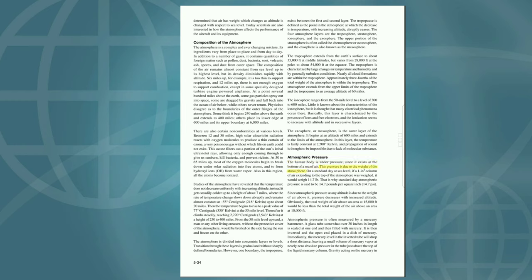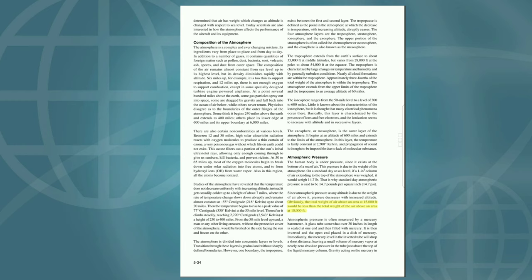This pressure is due to the weight of the atmosphere. On a standard day at sea level, if a 1 in² column of air extending to the top of the atmosphere was weighed, it would weigh 14.7 pounds. That is why standard day atmospheric pressure is said to be 14.7 pounds per square inch, 14.7 psi. Since atmospheric pressure at any altitude is due to the weight of air above it, pressure decreases with increased altitude.